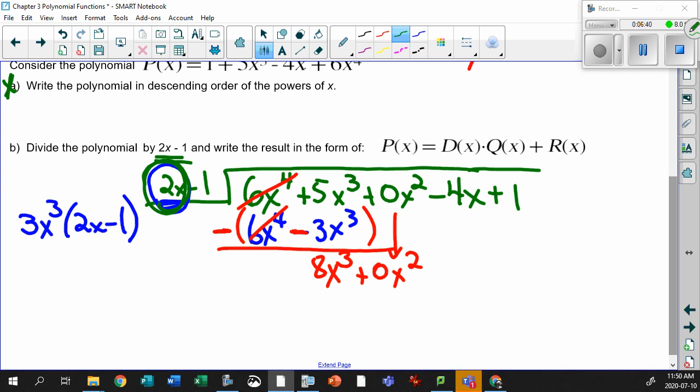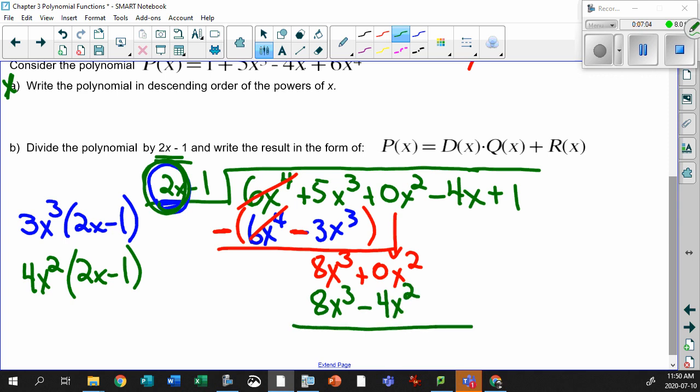What times 2x is going to give me 8x cubed? Okay, 4x squared is going to multiply out times the 2x minus 1. This gives me my 8x cubed, but now you will see why we put the x squared placeholder: minus 4x squared. If we didn't put that placeholder there and we just put down the 4x, these wouldn't line up. The x squareds and x squareds would not be like terms, and you'd have a mess there.